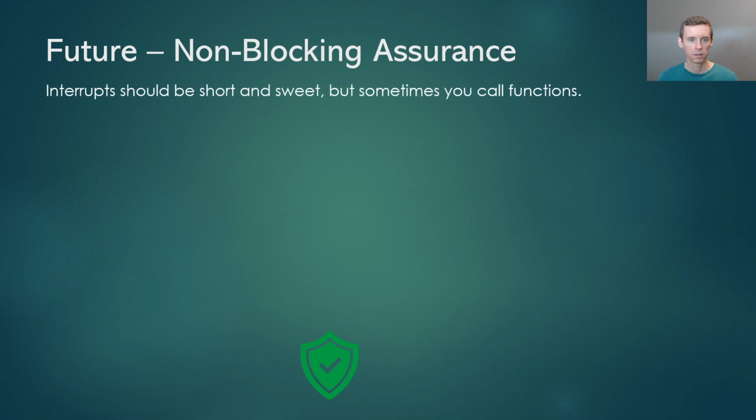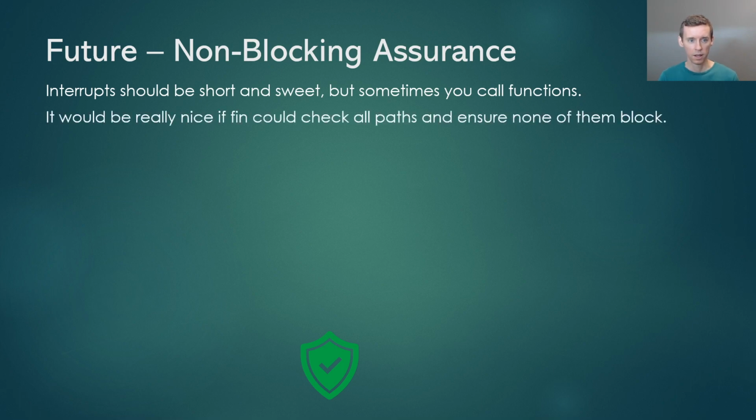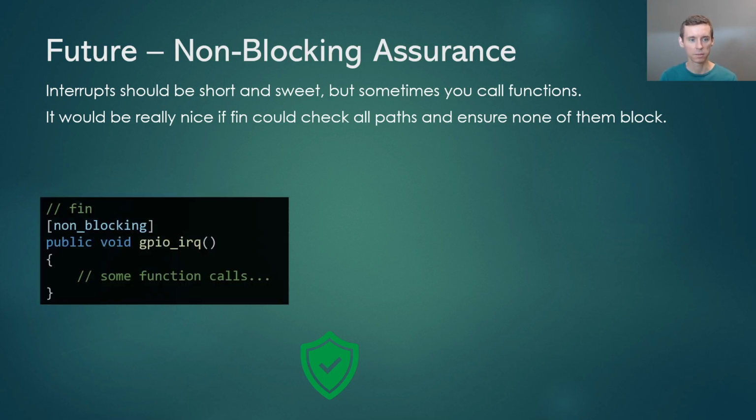Non-blocking assurance. So if you write interrupts, or if you have people on your team that are also dealing with interrupts, the common knowledge is keep your interrupts short and sweet. But sometimes we do call functions, especially like on a CAN interrupt, or if you're not familiar, like a CAN bus message interrupt. Now, it would be really nice if Fin could check all code paths and ensure that none of them actually block, because we really don't want to block inside an interrupt.